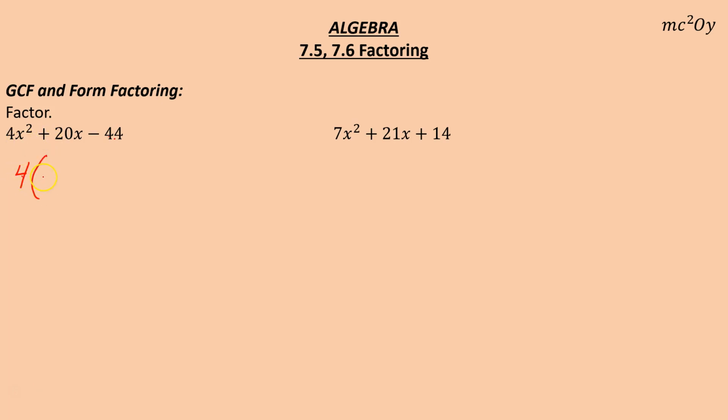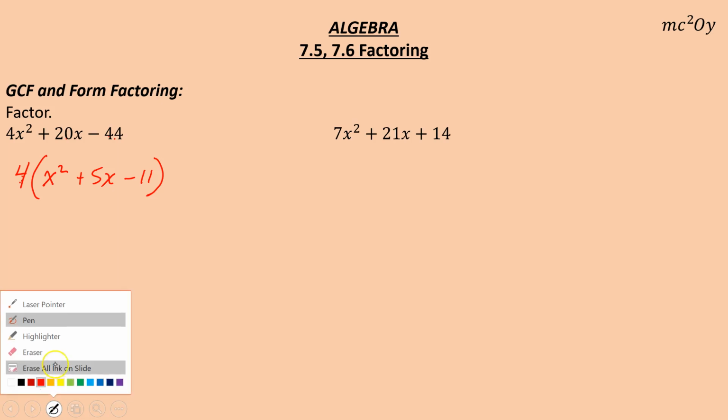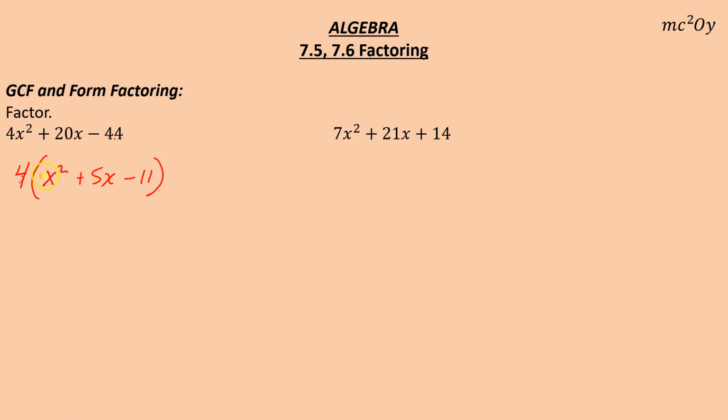4 times what is 4x squared? That would be x squared. 4 times what is 20x? That would be 5x. 4 times what is negative 44? That would be negative 11. Okay? Then once you're done there, really the piece that you're looking at is this. We've already taken a 4 out. The 4 just kind of tags along with us from now on. We're looking at the x squared plus 5x minus 11.